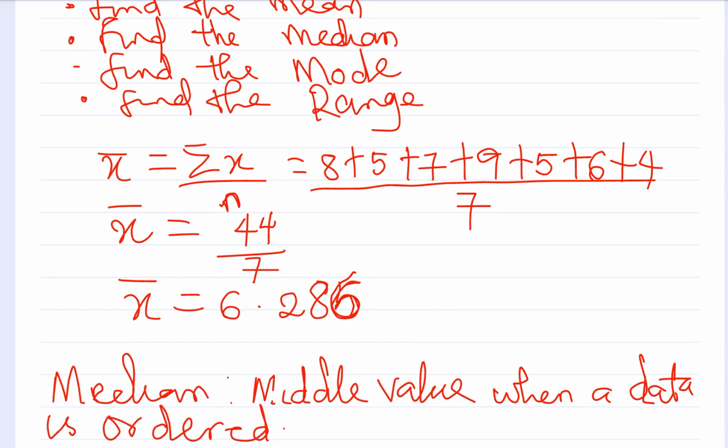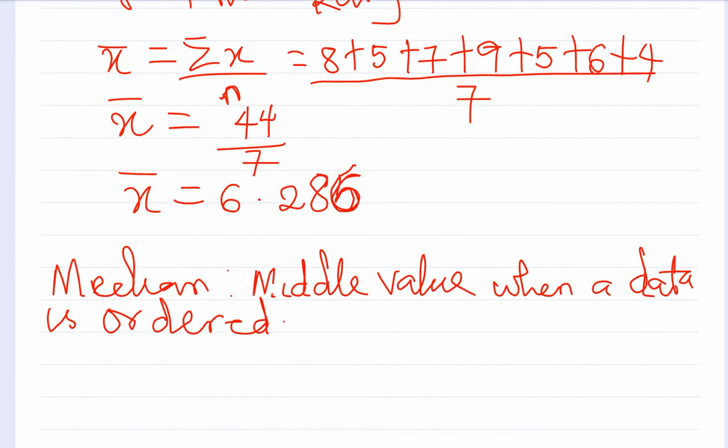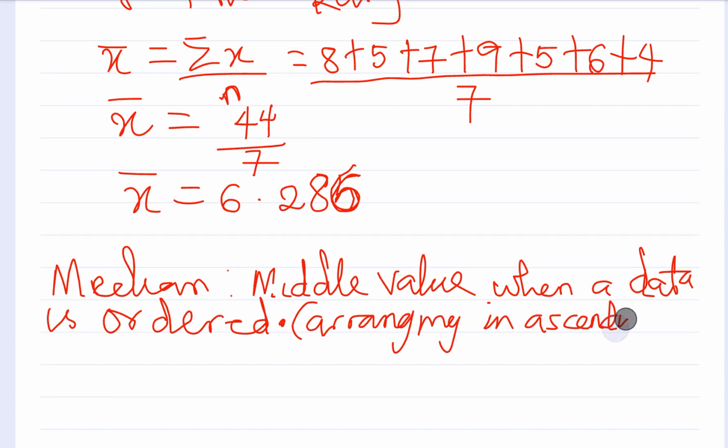Now what do I mean by ordered? For you to get the median, the first thing you have to do is rearrange. That's what we mean by ordered. It means arranging in ascending or descending order.